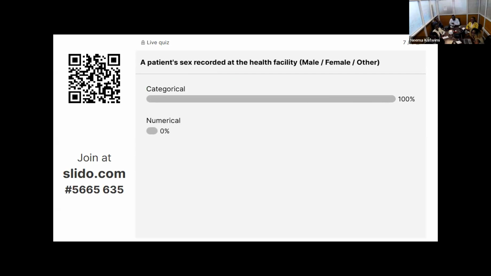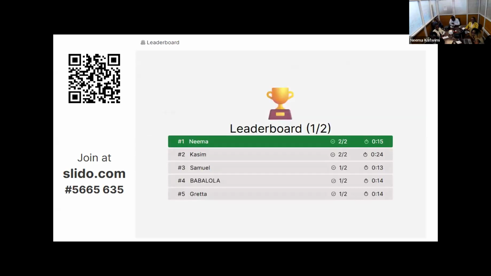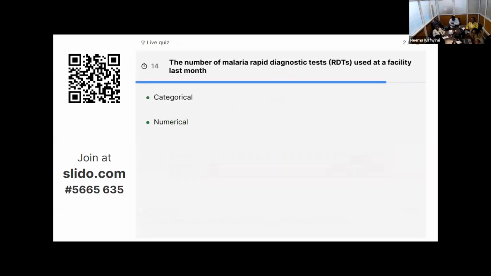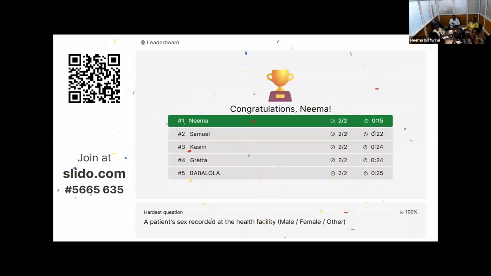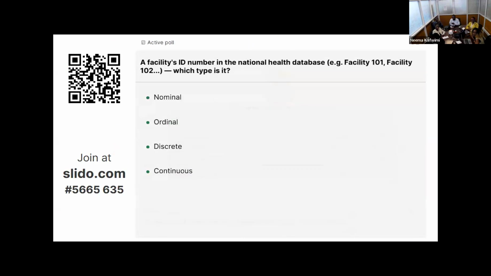So a patient's sex recorded at a health facility, it's categorical. Here's the second question. Great. And the last one. Done.